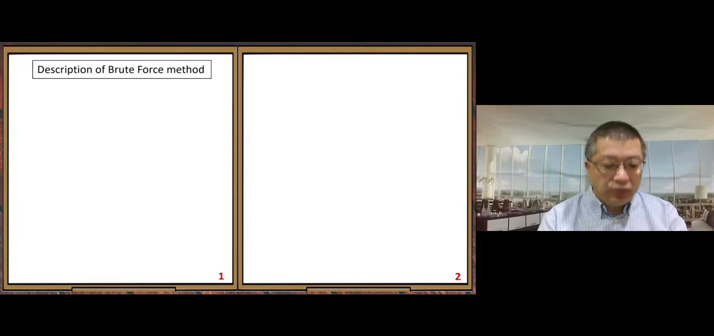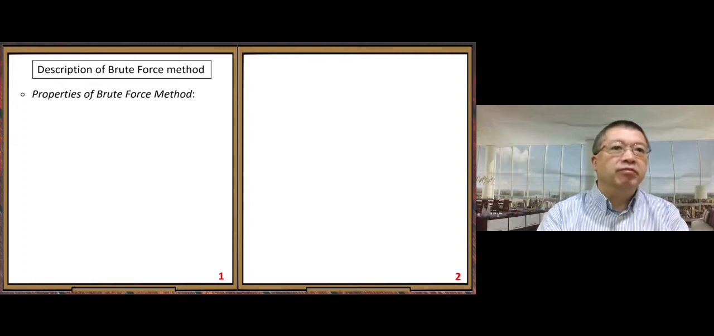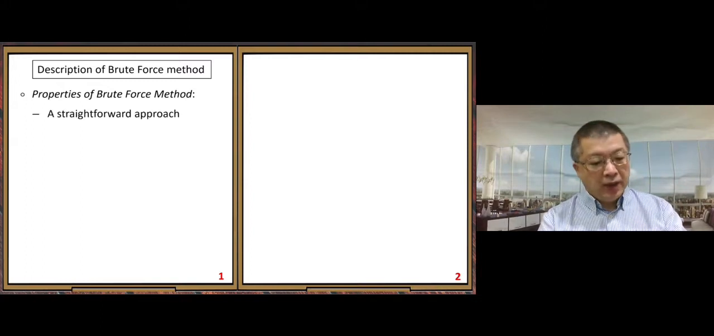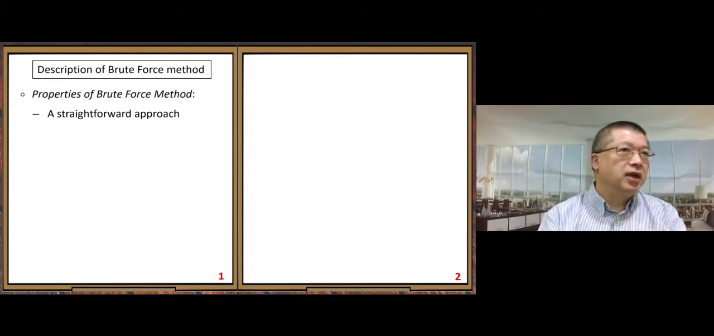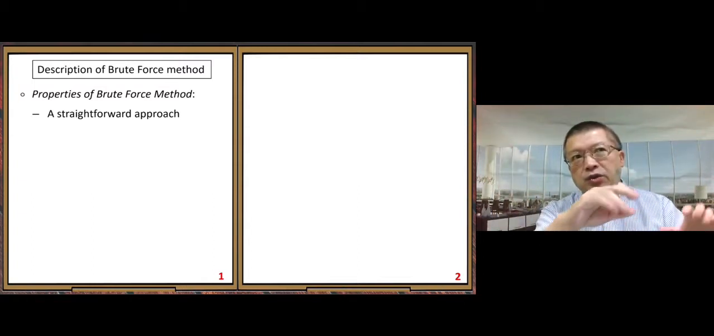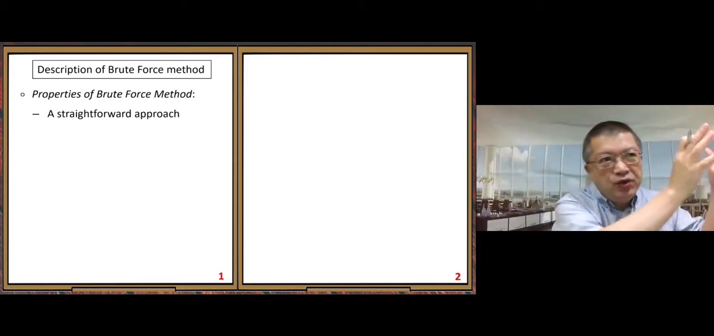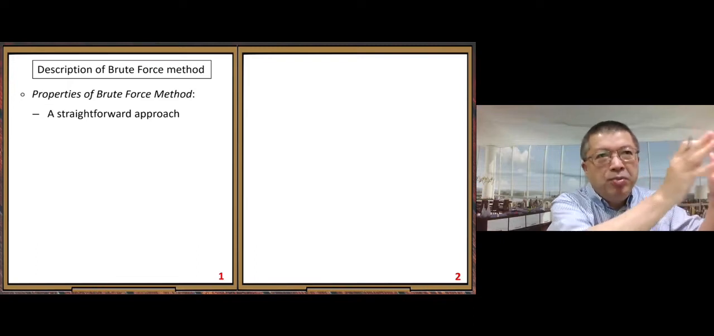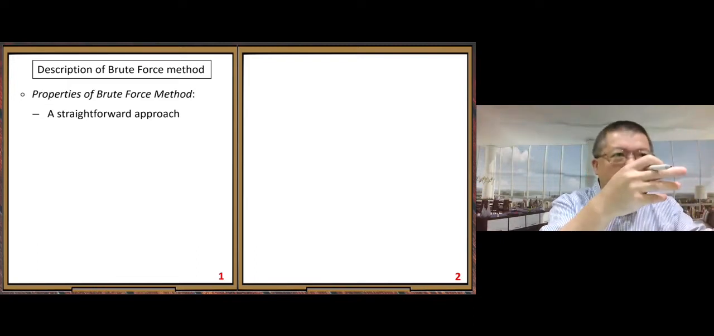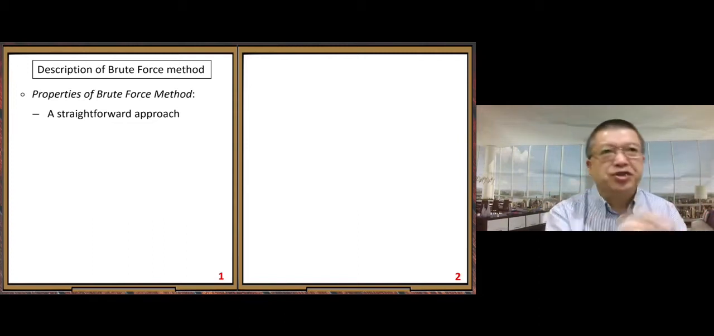Description of brute force method. First, let's look at the properties of brute force method. First, it is a straightforward approach. So you do not need to use any technique. Basically, we just rely on our intuition and common sense. So we try to work on the given computing problem directly using our basic knowledge, not necessarily advanced knowledge.